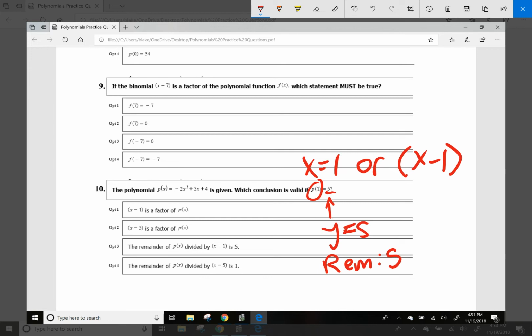So option 1, x minus 1 is a factor. Now, x minus 1 is something I pointed out, but it is not a factor, because for it to be a factor, the y would have to be 0. The y is 5 in this case, so it's not option 1. It's not option 2 either. Option 3 is our answer, because we talked about x equaling 1, which means x minus 1 is our binomial, and the remainder is 5, because the y value is 5. So option 3 would be the correct answer.